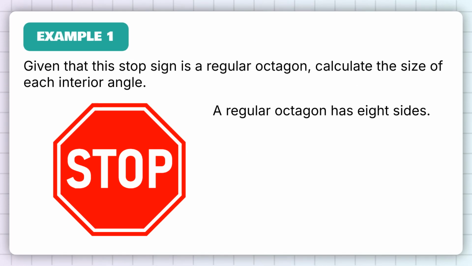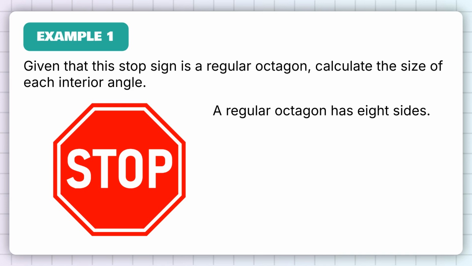Let's apply our knowledge to a simple everyday object, a stop sign. To most people, it's just a red octagon on a pole, but to a mathematician, it's a real-life application of the concepts of geometry, specifically regular polygons. An octagon, like the one on a stop sign, has 8 equal sides and 8 equal interior angles. Let's calculate its interior angles.